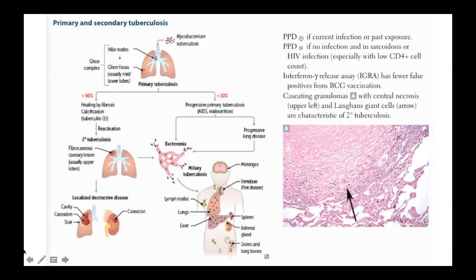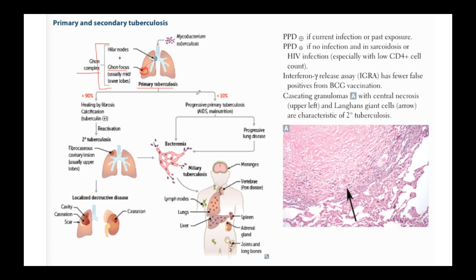Okay, and then we have First Aid's little image, so go through it one more time. We have our Ghon focus, which is our infection here with our macrophages containing our organisms as much as they can, and when it spreads to the hilar lymph nodes, these two together make up your Ghon complex. And this is your primary TB infection.